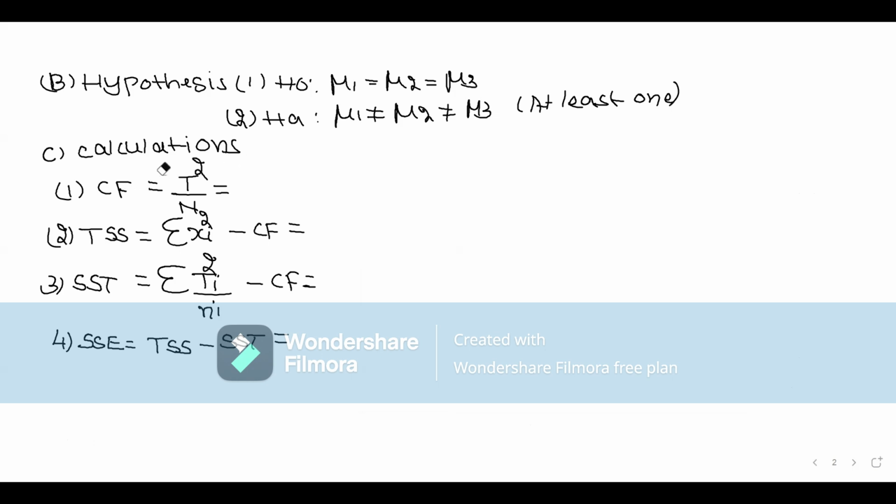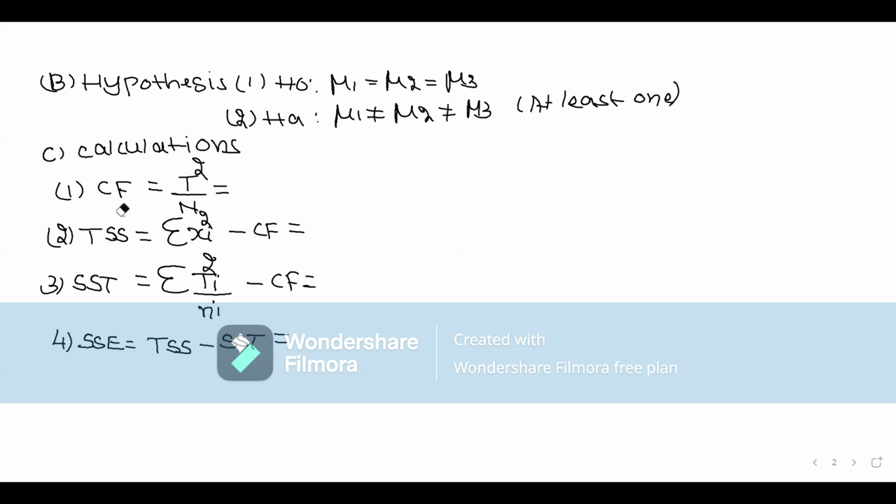Then the alternate hypothesis is the reverse of this, the opposite of this. It is not equal to, not equal to. At least one. All the 3 may not be equal. At least one may be unequal. Okay, that is the meaning.